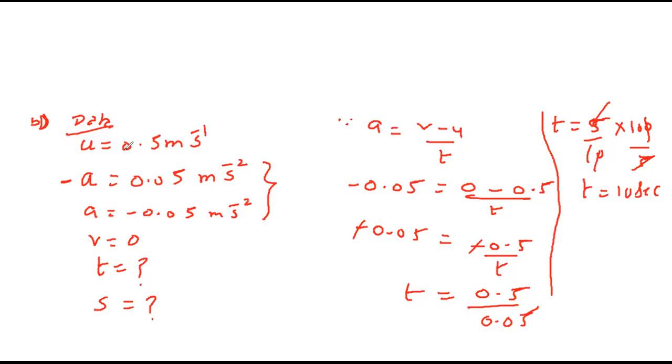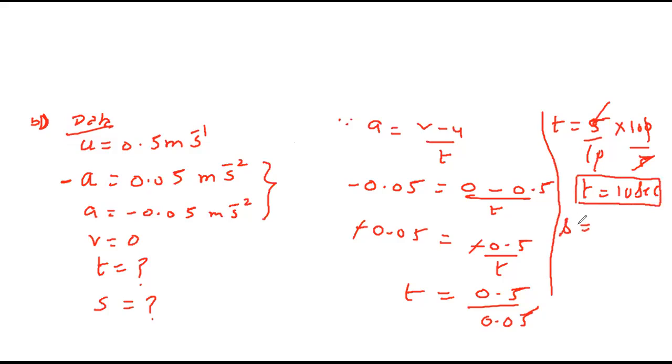See, the body is moving with initial velocity u. Velocity decreasing at a rate is acceleration. Decreasing, so negative. After what time will it come to rest? So t is how much when v is 0. And what is the distance covered? So I got t as 10.